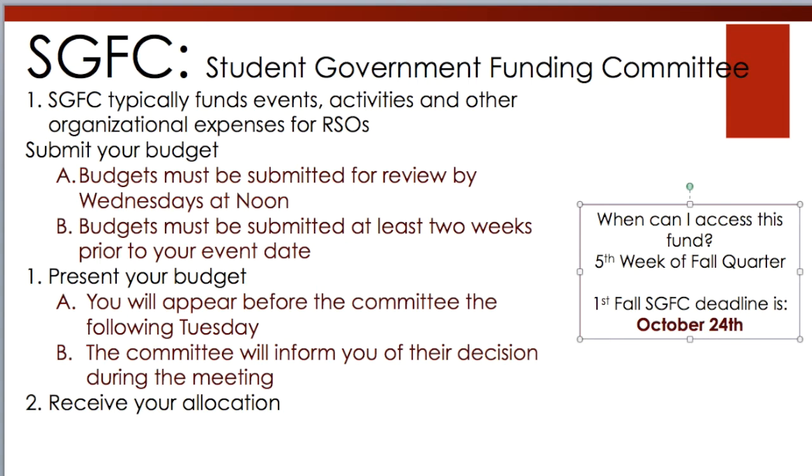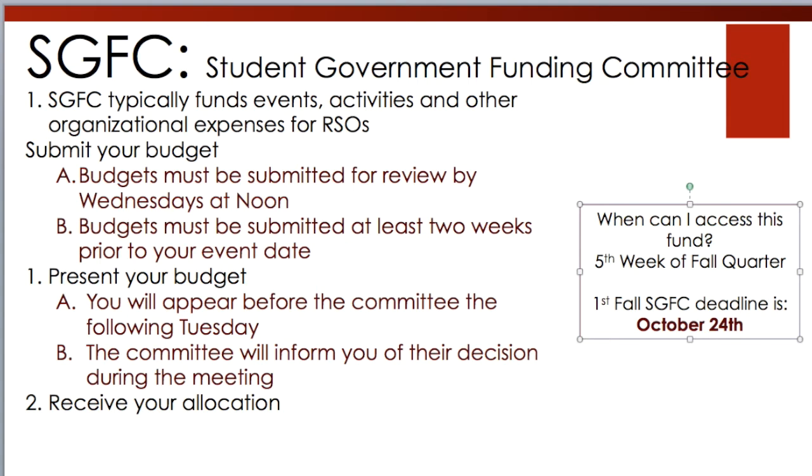If it is submitted outside of that 2-week window, it would not be heard and you would have to change your event or not get funding. You would then go to the committee the following Tuesday and present your budget. This is a pretty easy meeting. They'll have a couple of questions, and you'll just have to explain the purpose of the event and why they should give you your funding. You will then be informed of their decision during the meeting. Within 1 week, you will receive your allocation.